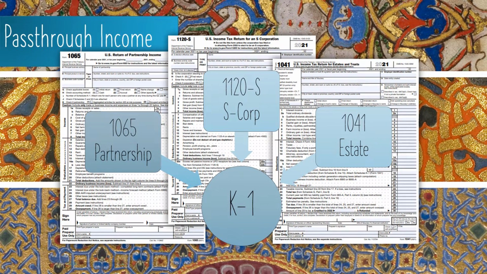1120 S corporations are very similar and most often are reporting pass-through income to their shareholders. And estates also are very similar in that they collect all the income and then divvy it out amongst those who have a share of that income, and those who have that share will report it on their 1040 returns.